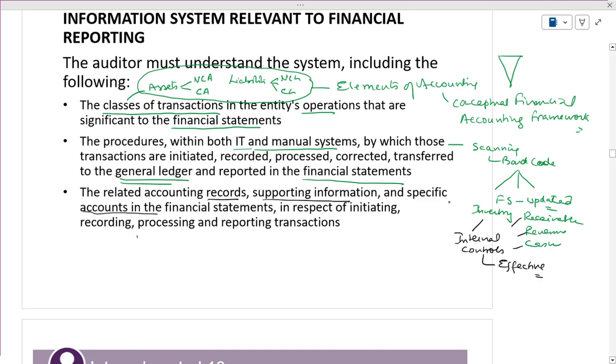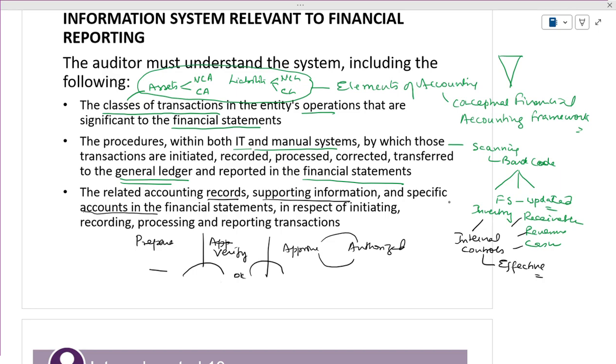Somebody will prepare, somebody will verify, somebody will approve, somebody will authorize. Sometimes approval and authorization will be by the same person. Now, take your own job: I prepare and automatically I save it. The moment I save it, the process will go to verification. The person will verify, they say okay, the process will go to approval. Once it is approved, automatically it will go to the specific person.